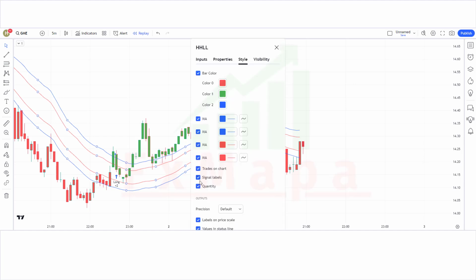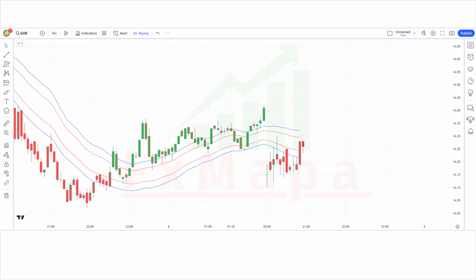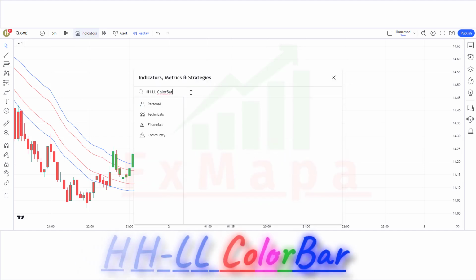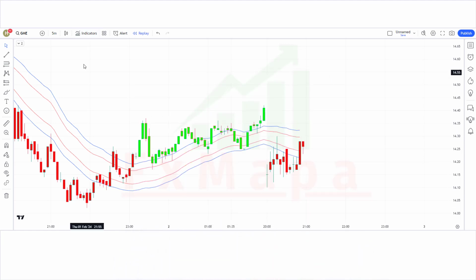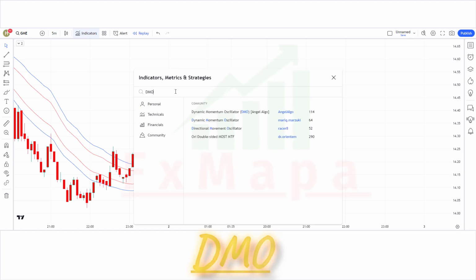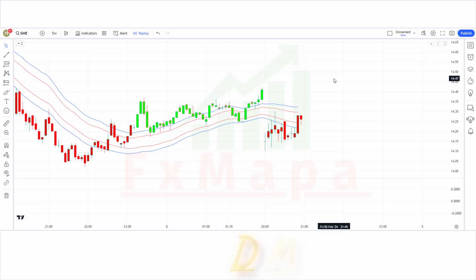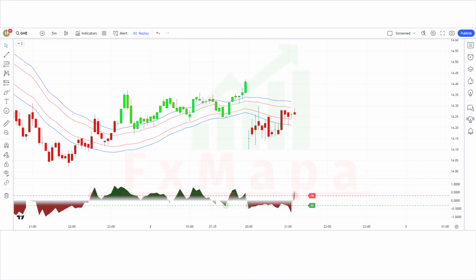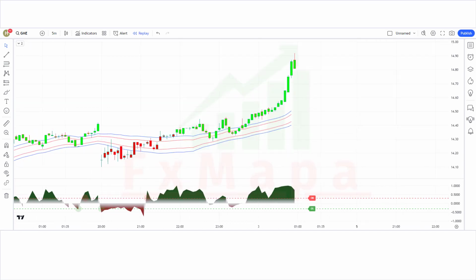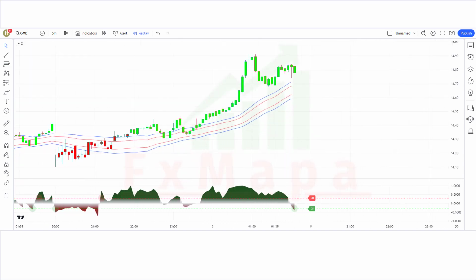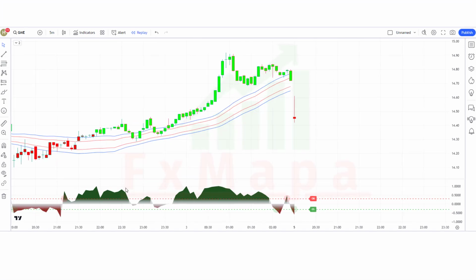Keep the indicator settings as I have shown here. Second indicator name is HHLL color bar. Third indicator name is DMO. Setup is ready. Now, let's understand the concept where we will take buy and sell trades based on their conditions.